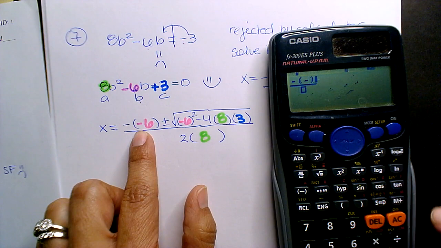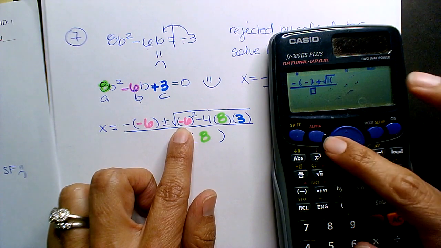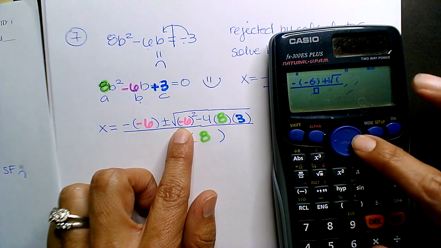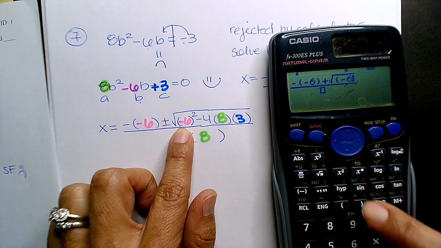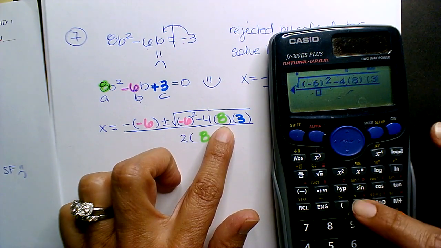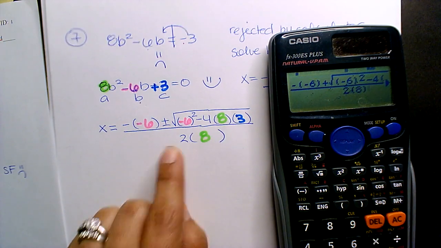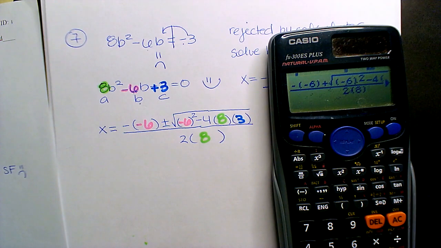Minus -6 plus rad, right? Oh, I forgot my little 6. I know, because I'm looking at them. -6 squared, subtraction 4, 8, 3, 2, 8. Okay, so you plug it all in again. And you get rejected. And it is totally correct that we're getting rejected.